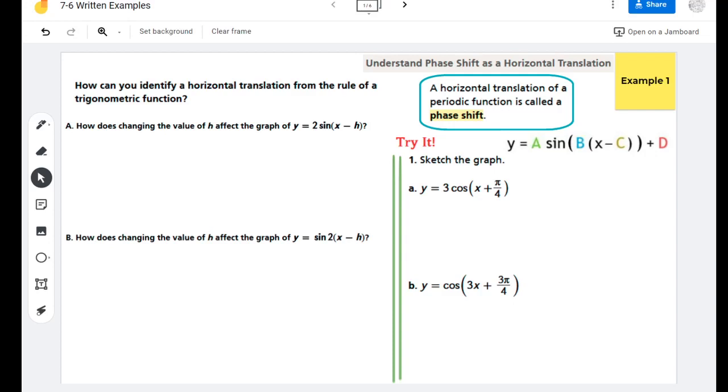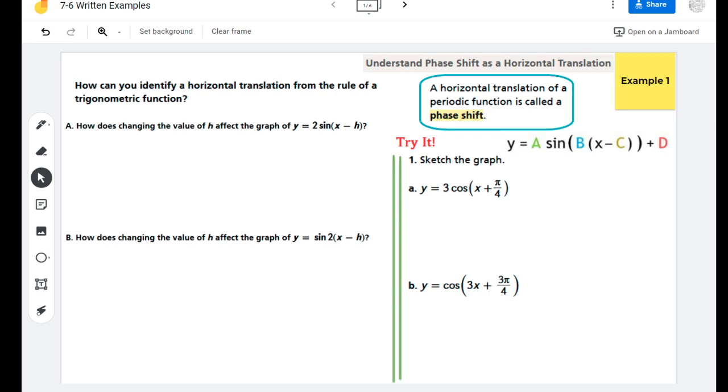This is Britt Kessel with another example video. In today's video, I'm covering example 1 from section 7-6 in the SavvasRealize Algebra 2 textbook. The goal of today's video is to understand phase shift as a horizontal translation.